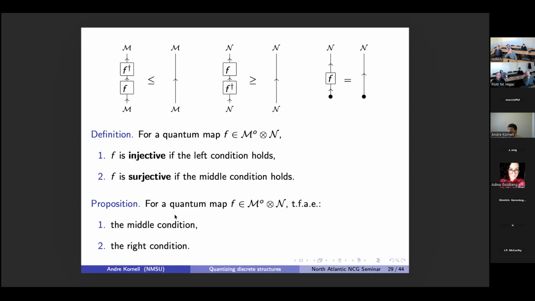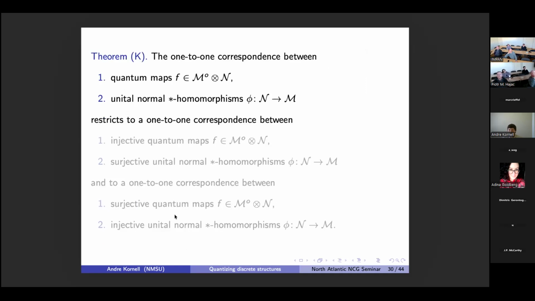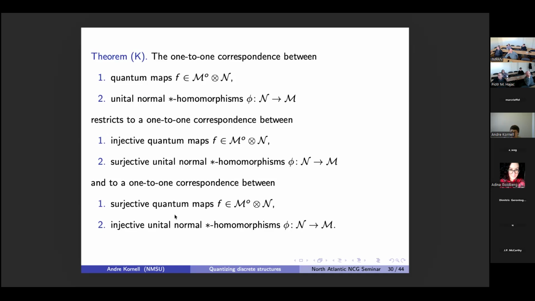So unsurprisingly, we get a continuation of the theorem that we saw one slide ago, the one-to-one correspondence between quantum maps F from M to N and unital normal star homomorphisms from N to M. It restricts to a one-to-one correspondence between injective quantum maps and surjective unital normal star homomorphisms. And it also separately restricts to a one-to-one correspondence between surjective quantum maps and injective unital normal star homomorphisms. So again, we recover the usual conceptual correspondence between injectivity in the set theoretic direction and surjectivity in the algebraic direction, and vice versa. So bottom line, everything with maps works out exactly the way we want.